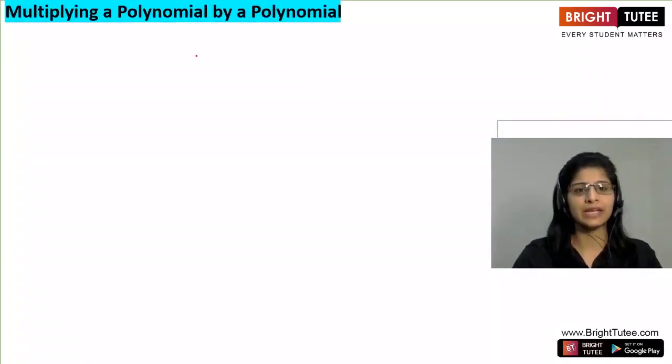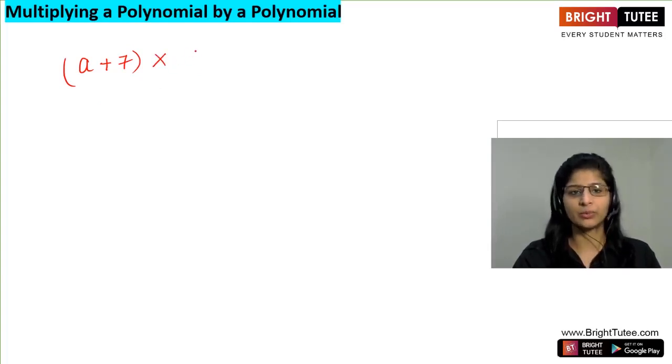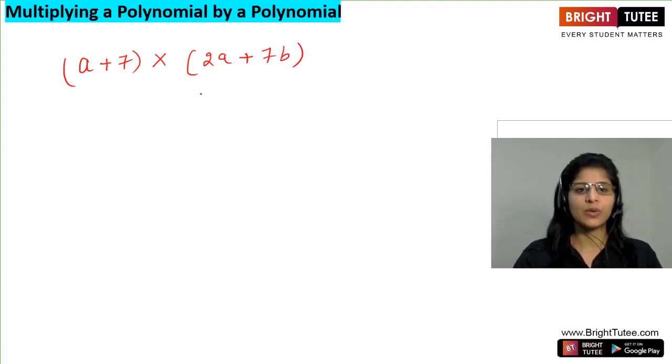It is multiplying a polynomial with a polynomial. So suppose I take two examples. Let us say a plus 7. This is one polynomial and I have to multiply it with another polynomial. Let it be 2a plus 7b. So what I need to do here is multiply this a with 2a and 7b.